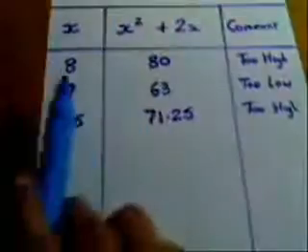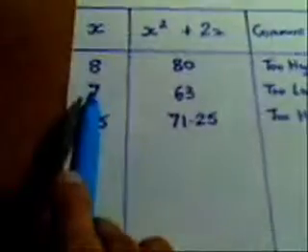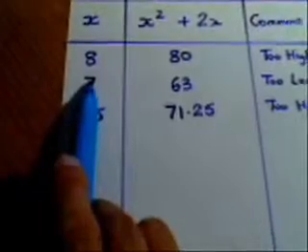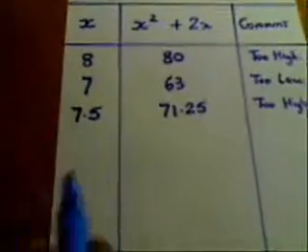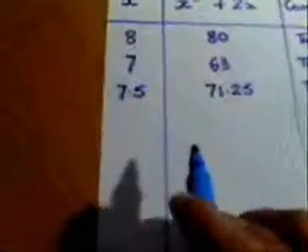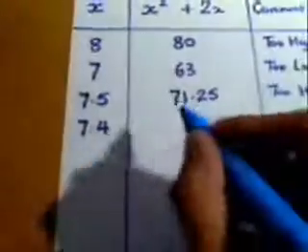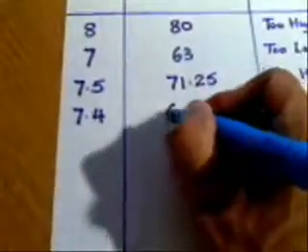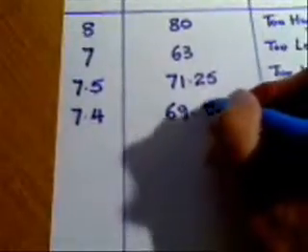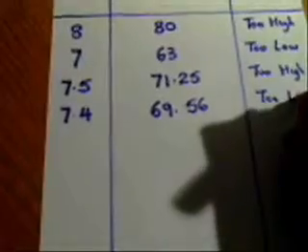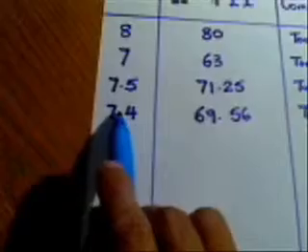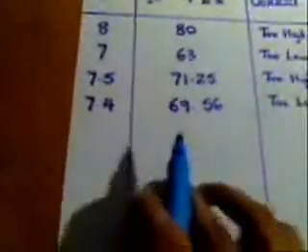But we now know, by looking at our answers here, the value of x we're looking for to one decimal place lies between 7 and 7.5. So let's have another go. We'll try 7.4 because we're pretty close. So we'll take 7.4, again we substitute it into the expression, and that gives us 69.56, which is too low. But we now know, to one decimal place, the answer lies between 7.4 and 7.5.